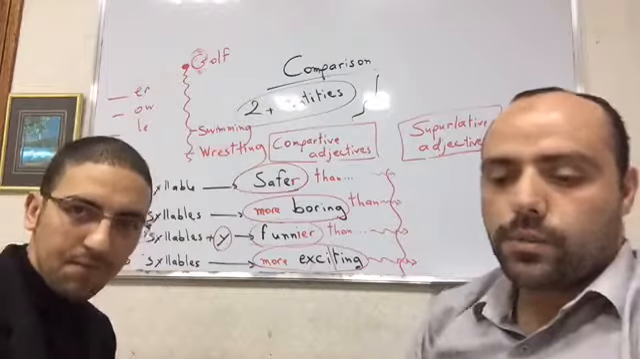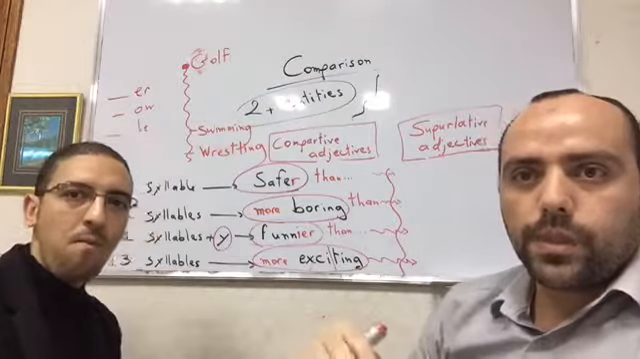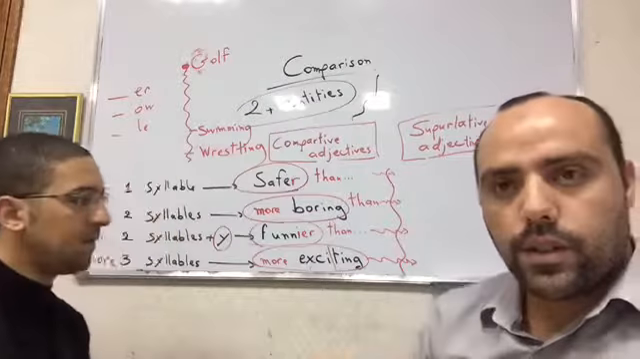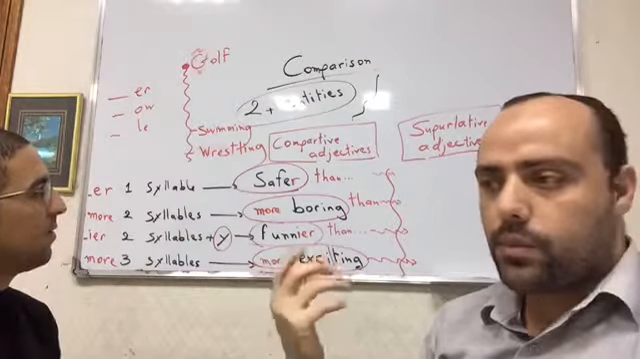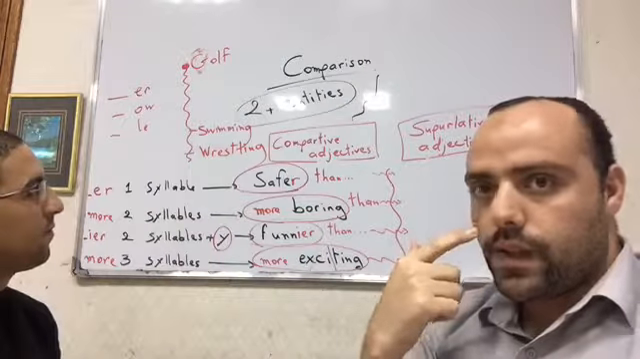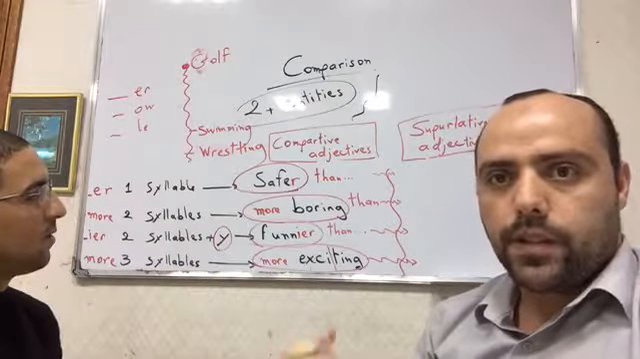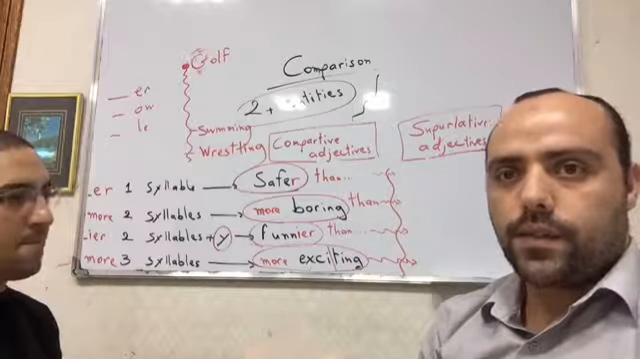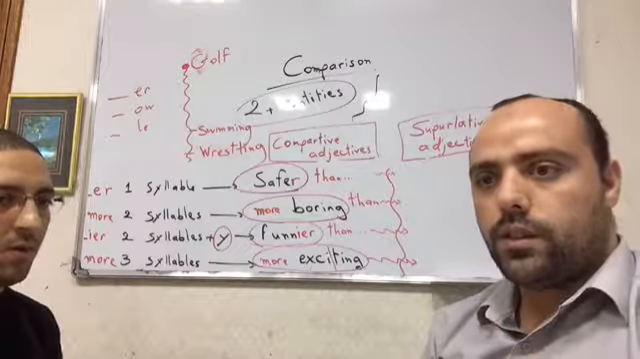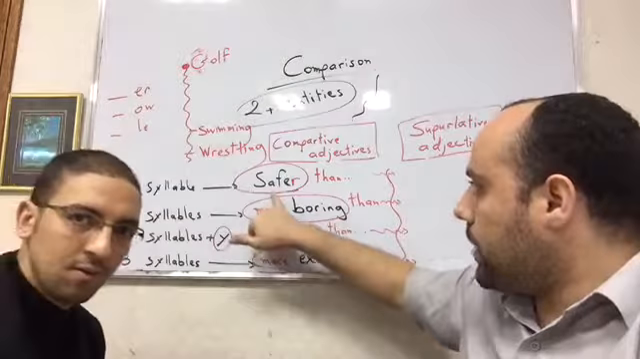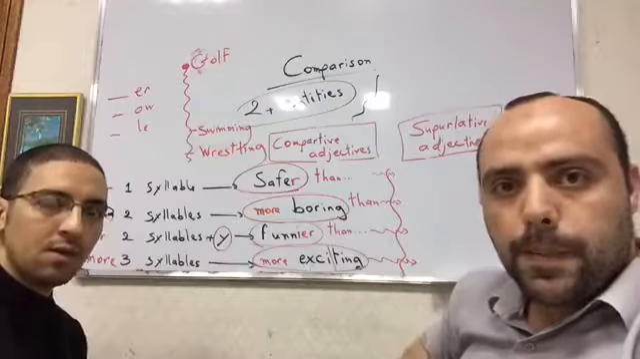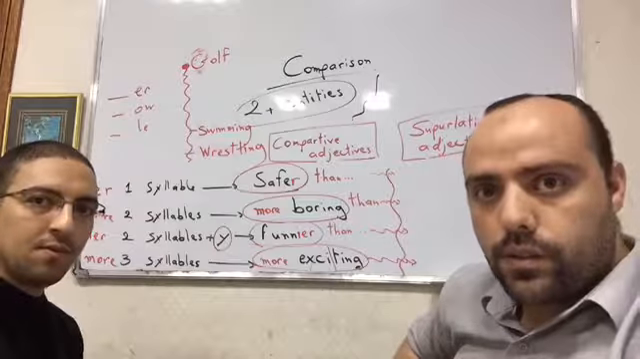Of course, talking about superlatives, as I told you from the beginning of the video, you're going to compare between one and a group. For example, you're going to talk about the fastest animal. You can say that the cheetah is the fastest animal in the jungle. Here, as we have examples, we have the word safe. It's going to be safest.